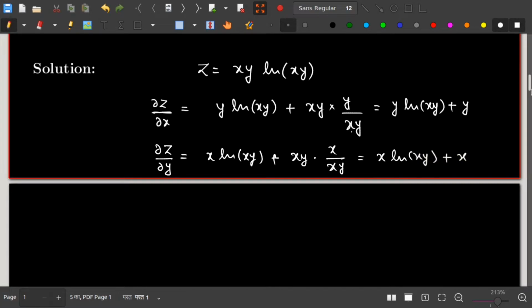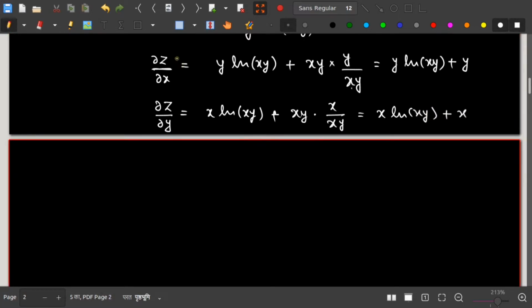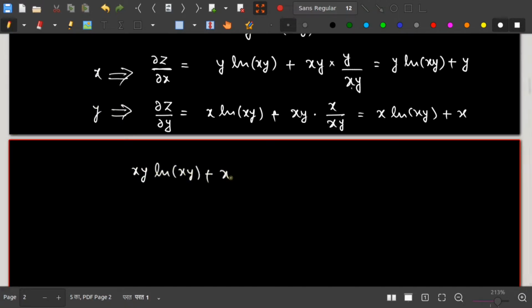Now it's very clear that if you multiply the first expression with x and the second expression with y, you'll have two equal things, as in xy. If you multiply the first one with x, you will get xy ln xy plus xy, and if you multiply the second one with y, what you will get is xy ln xy plus xy, correct? And clearly these two things are equal.